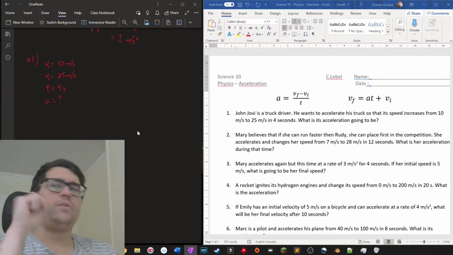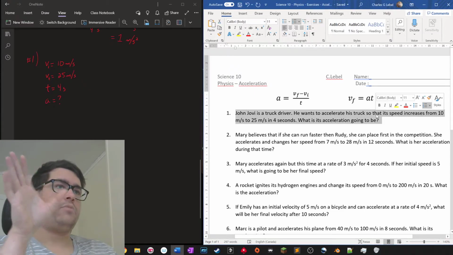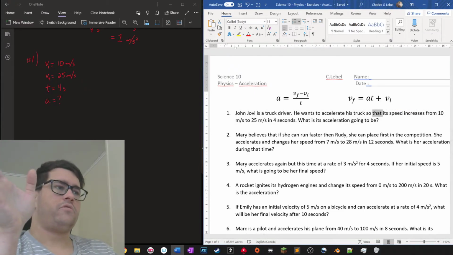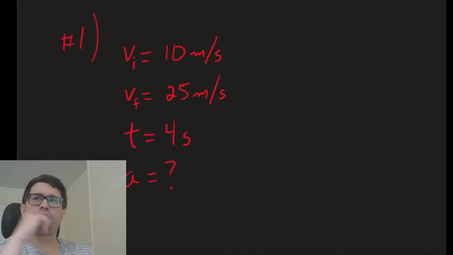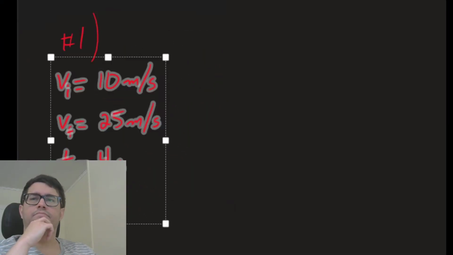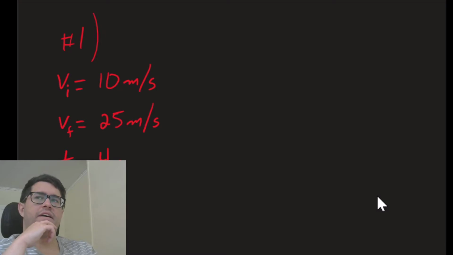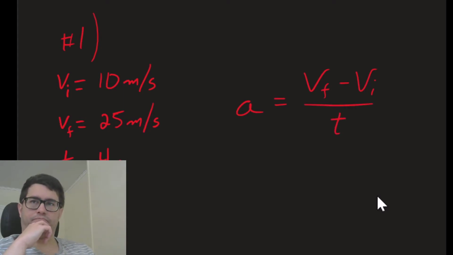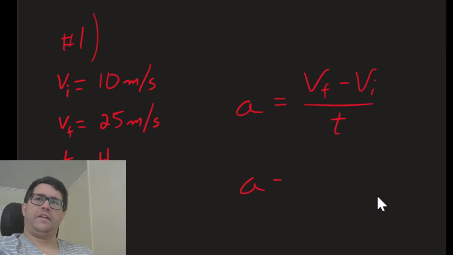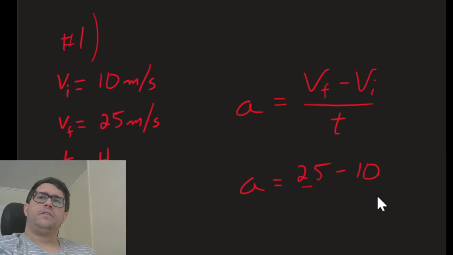There you go. So now that we have our problem, we can forget about the text. We can focus on the problem. VI, VF, T, and A. Which formula includes all of this information, or at least A? So we have A equals VF minus VI over time. Okay. And now we can start replacing. You don't need to put the units in. I don't need to see that.